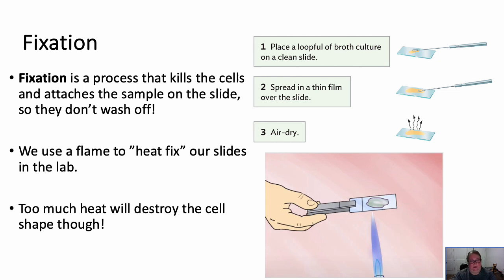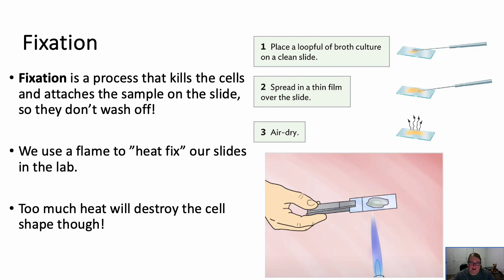So we have our sample that we want to look at, and we have our microscope slide. Okay, so what we're going to do is the first step. We're going to get a loop. We have these inoculating loops in the lab. They are literally a wire stick with a round loop on the end. Inoculating loops are a way that we can move small amounts of a liquid from place to place.